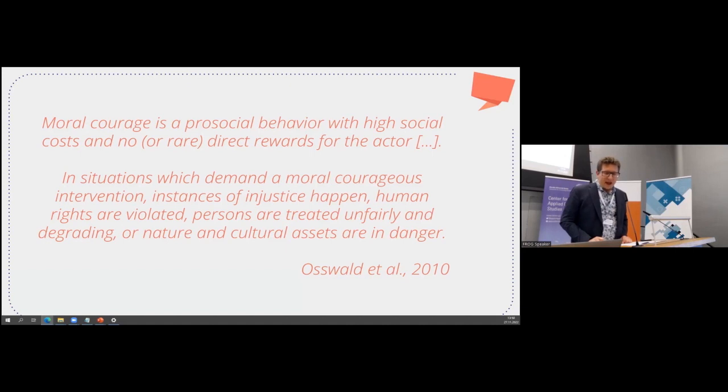And in situations which demand a morally courageous intervention, instances of injustice happen, human rights are violated, persons are treated unfairly and disregarded, or nature and cultural assets are in danger. So you can see that there is a broad variety of things that count as a moral courage situation. But I think looking at this image before, you all know what I mean.